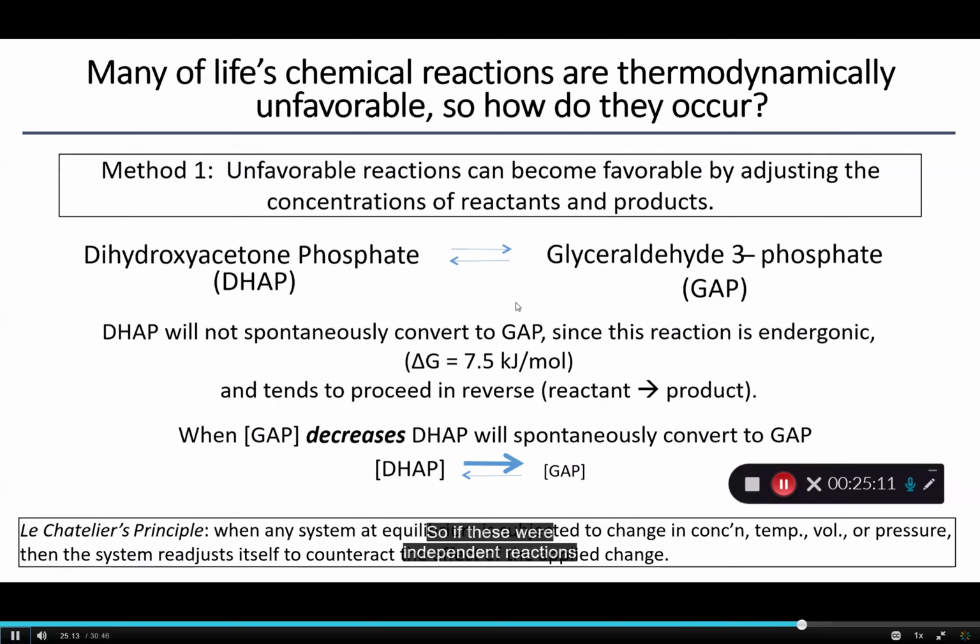If these were independent reactions and not in a biochemical pathway, then we wouldn't be able to take advantage of Le Chatelier's principle to get this reaction to move forward. But because GAP is consumed almost immediately after it's made, the concentration of GAP is almost always low. Therefore, DHAP is always high, and the reaction usually proceeds from DHAP to GAP.